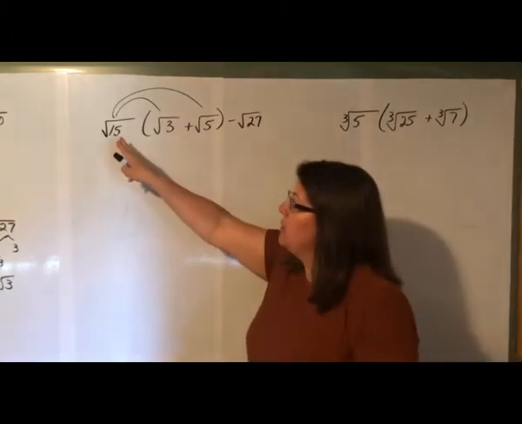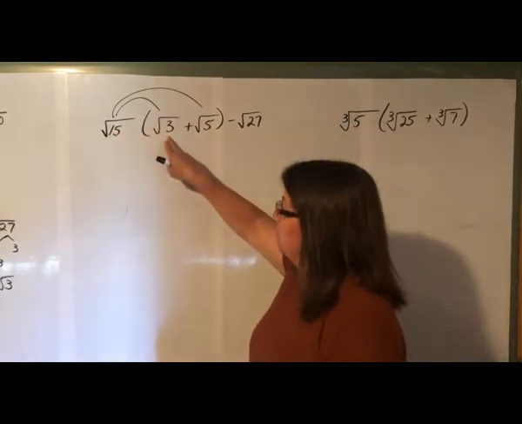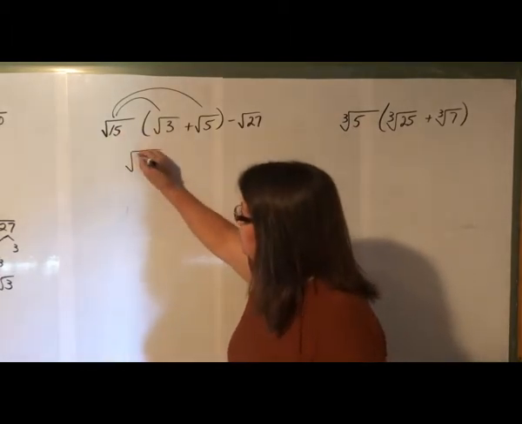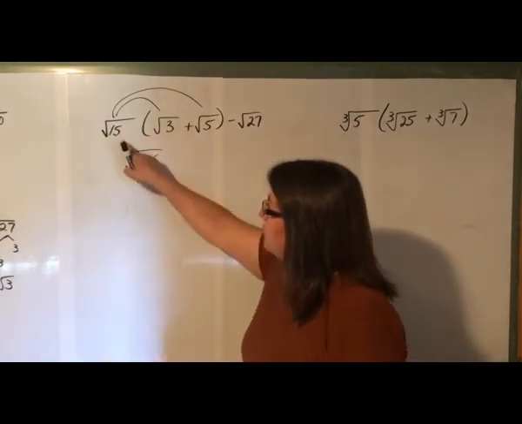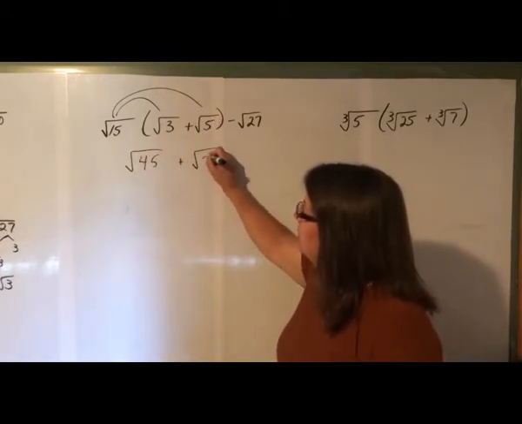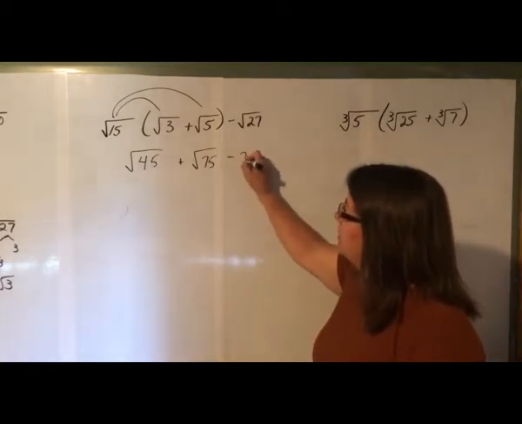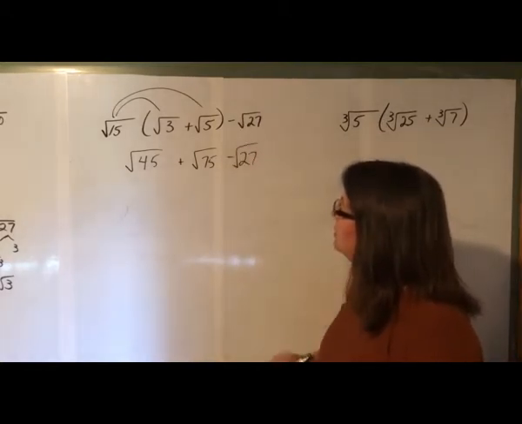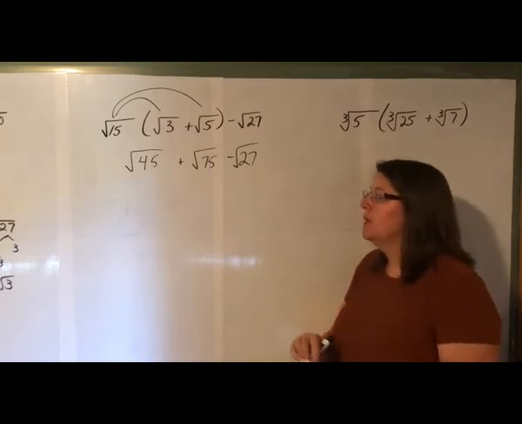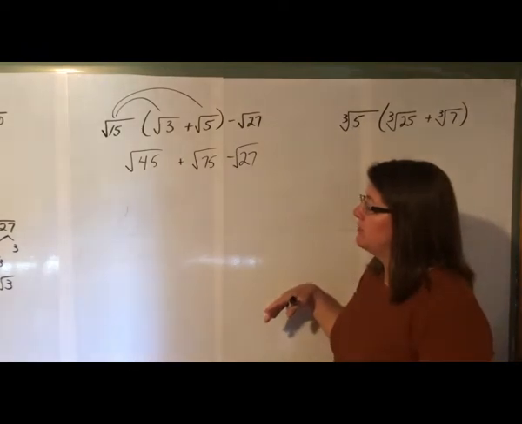So I'm going to go ahead and multiply. Remember, we can multiply anything. So square root of 15 times square root of 3 is square root of 45. Square root of 15 times square root of 5 is square root of 75. And then we're just going to bring down that minus square root of 27.